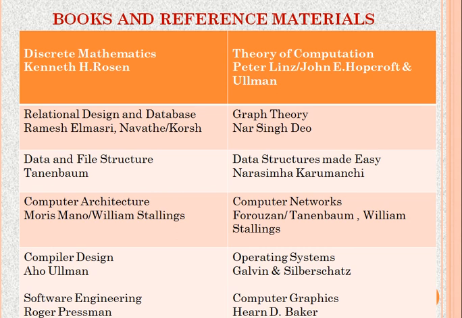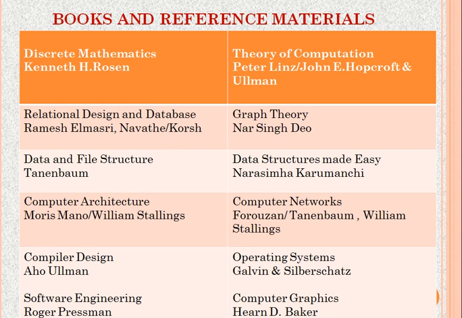Next we are going to look into the books and the reference materials of the 10 papers. First, discrete mathematics: you can refer Kenneth Rosen. For theory of computation, you can refer the book of Peter Linz or John E. Hopcroft and Ullman. For relational database design and database, you can refer Ramez Elmasri, Navathe or Korth, books from any of these authors. And for graph theory, you can refer Narsingh Deo.